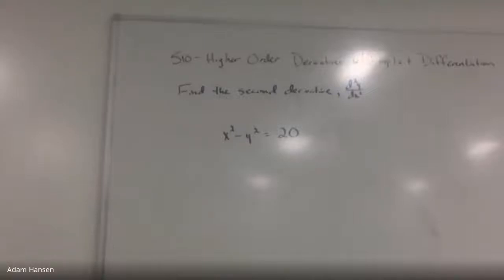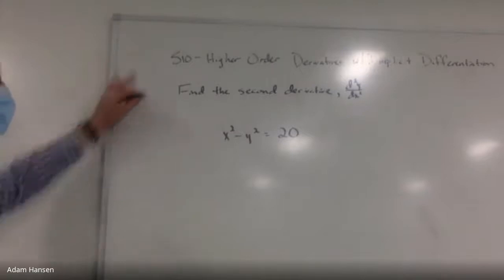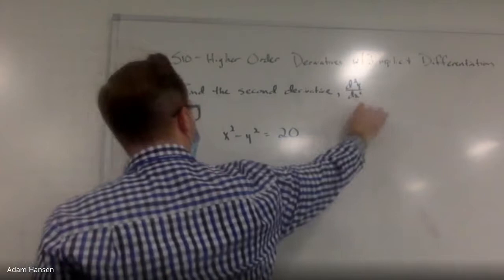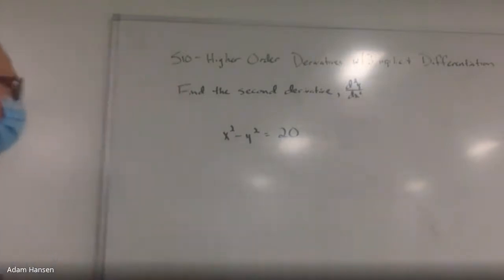Differentiation to find dy/dx. I want to find the second derivative with notation d squared y over dx squared. This means second derivative. I gotta get the first derivative before I can find the second derivative. So what's the derivative of x squared minus y squared equals 20?